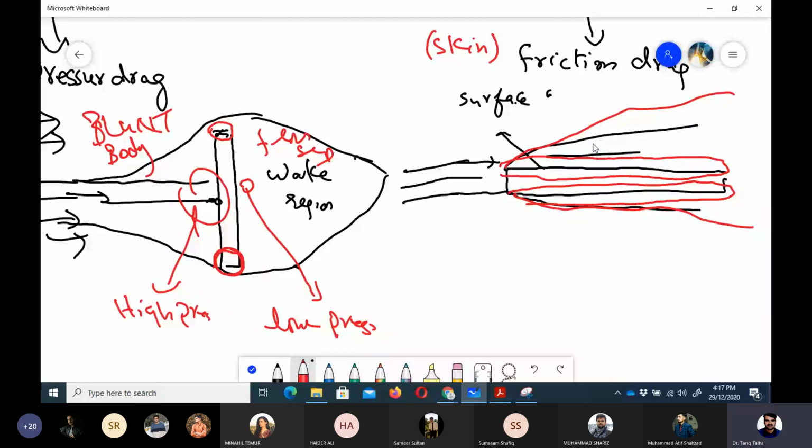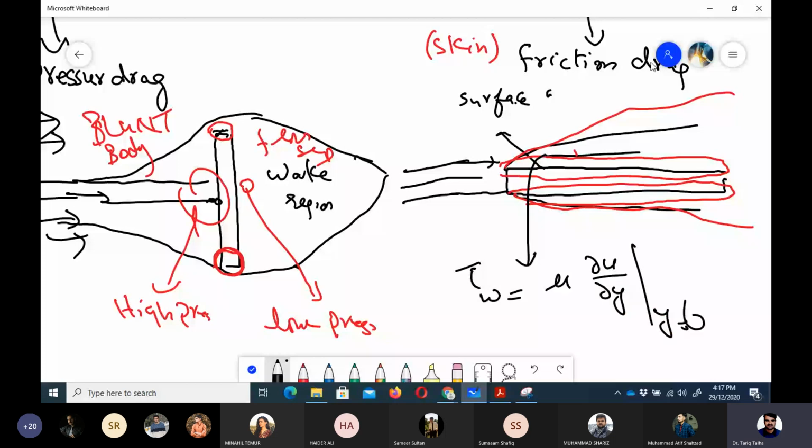अच्छा, अब हम इसे कहते हैं कि प्रेशर ड्रैग के अंदर वो जो ड्रैग फोर्स थी ड्यू टू डिफरेंस इन प्रेशर थी। यहाँ पे जो ड्रैग फोर्स है that is due to shear stress which is at the surface, that is basically tau wall, जिसको हम कहते हैं mu into partial u by partial y at y equal to 0.